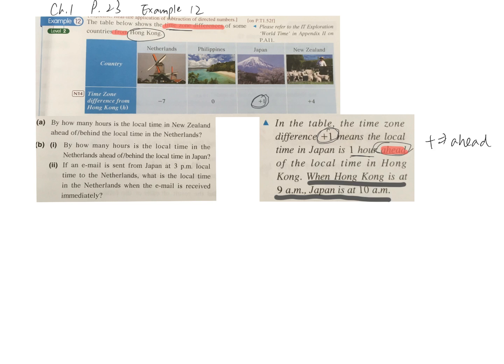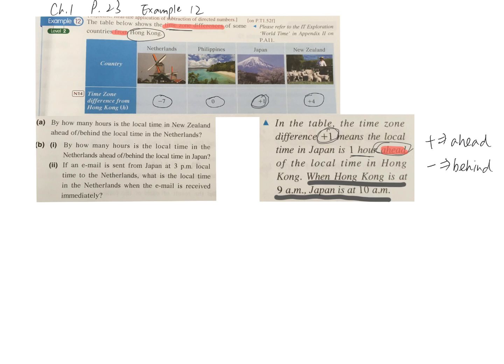So in opposite, if we got a negative sign, it means that it's behind. So -7 in Netherlands, it means that the time zone of Netherlands is 7 hours behind Hong Kong's time. In Philippines, you see 0, meaning that there is no time difference from Hong Kong. And in New Zealand, you see +4, so it's 4 hours ahead from Hong Kong's local time.